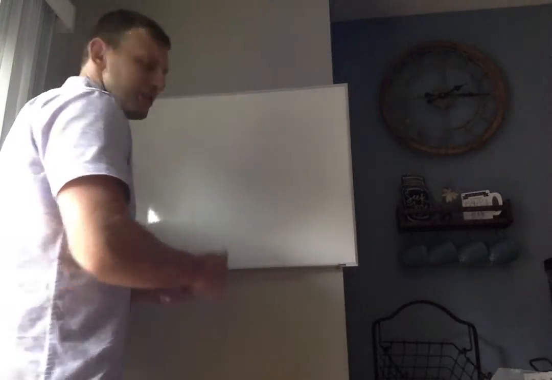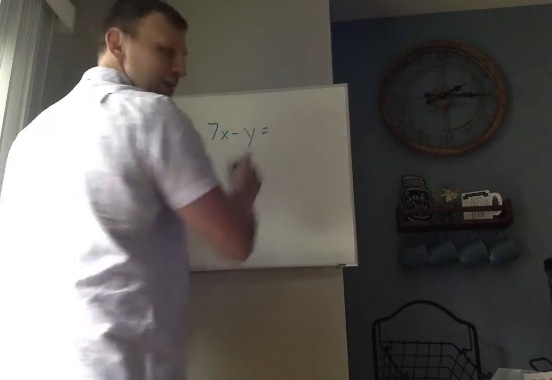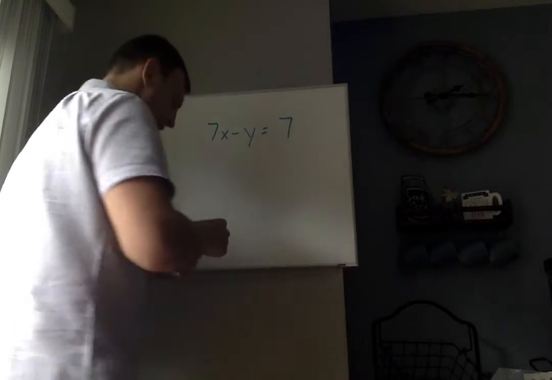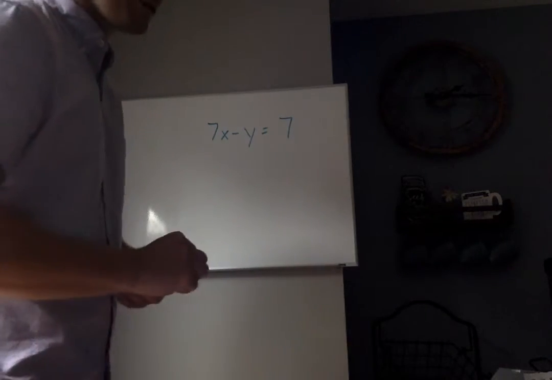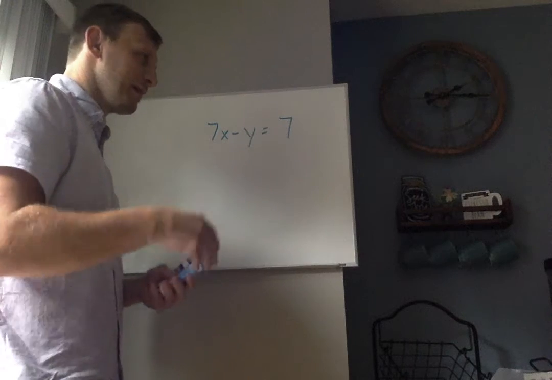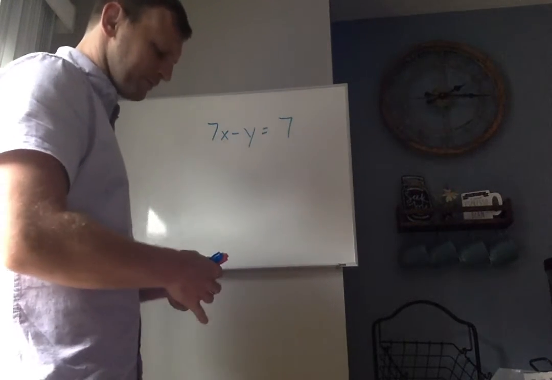So when we have these equations, 7x minus y equals 7, my good friend and colleague, Mr. Beatty, because I didn't come up with this, Mr. Beatty did. Okay, so if you don't like it, blame him. But Mr. Beatty came up with it, and it's called the cover-up method.